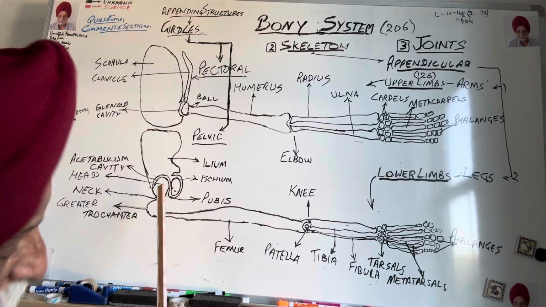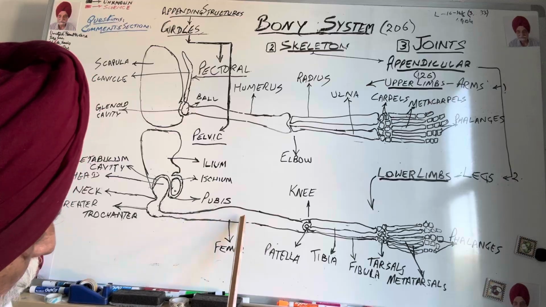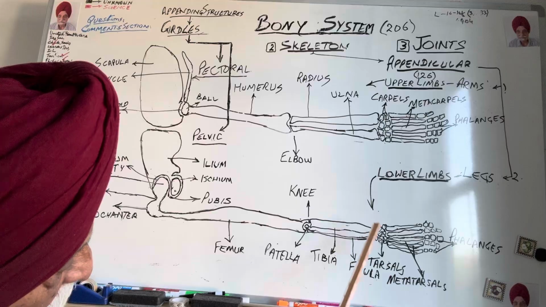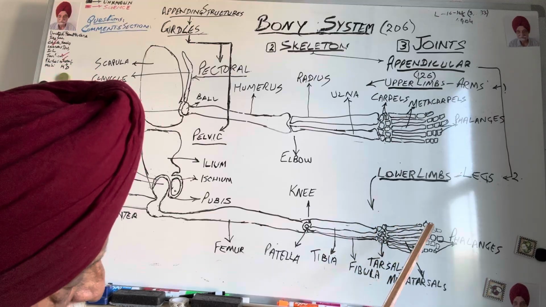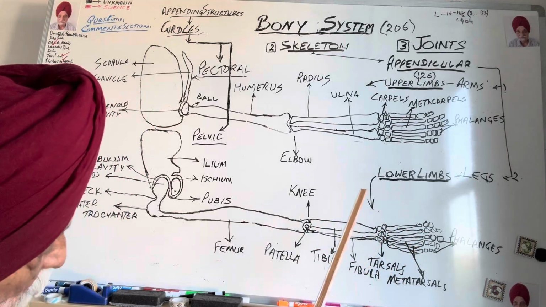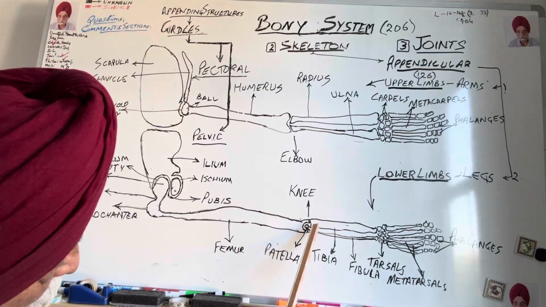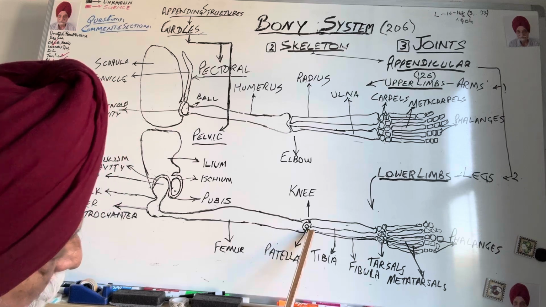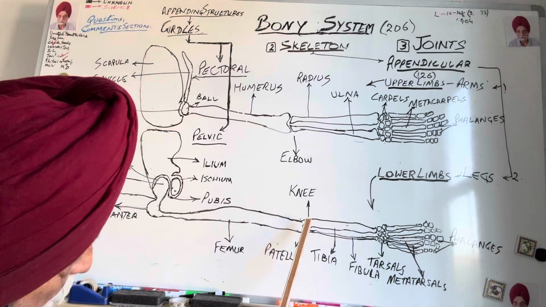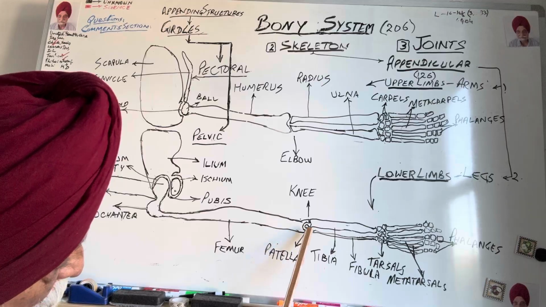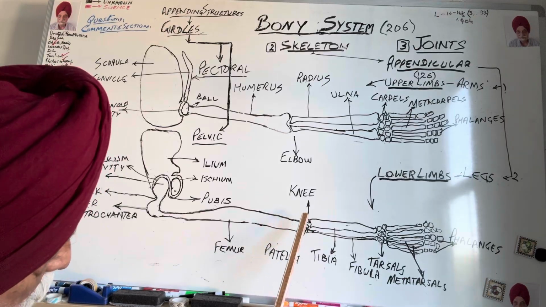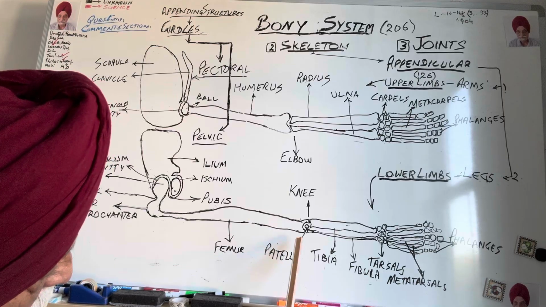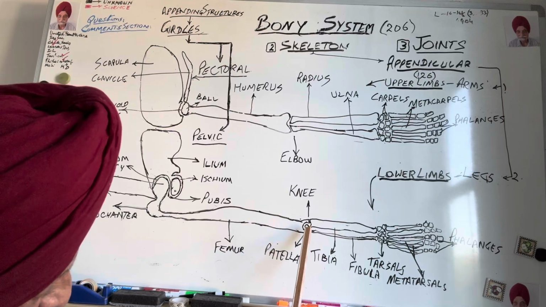Naming them again: the femur, the tibia and fibula, the tarsals, metatarsals, and the phalanges. The portion where the femur joins the tibia and fibula is called the knee, and the knee has a small bone which covers up the knee and is called the kneecap or patella. This forms the knee joint.